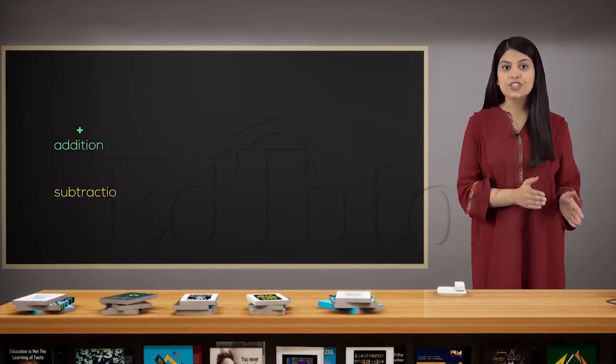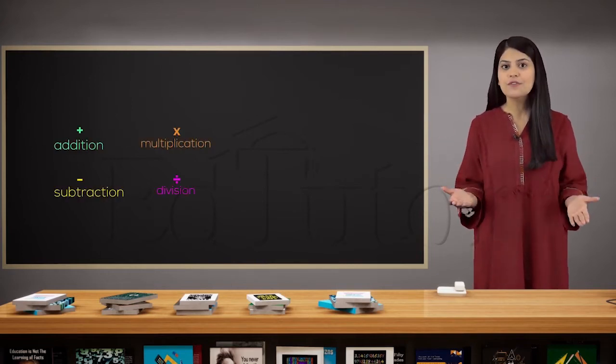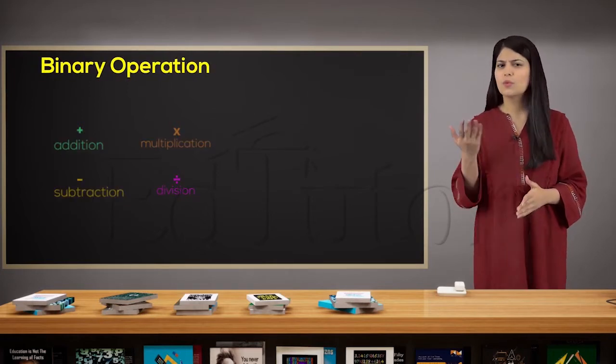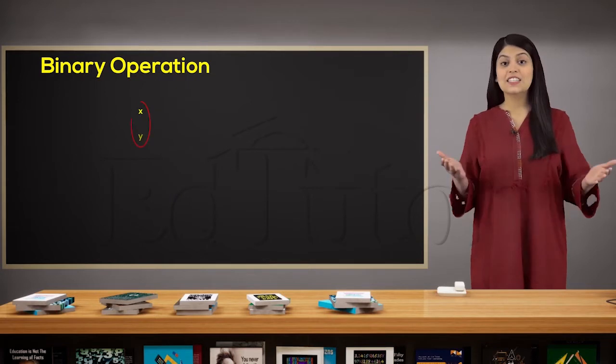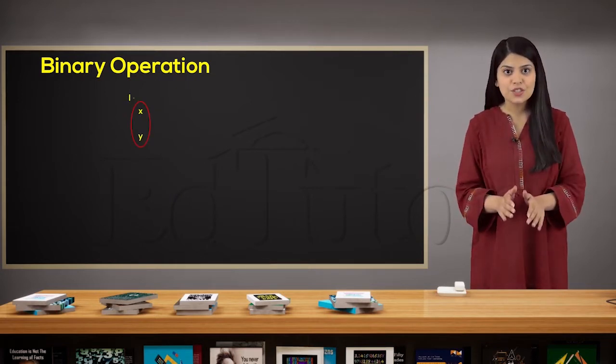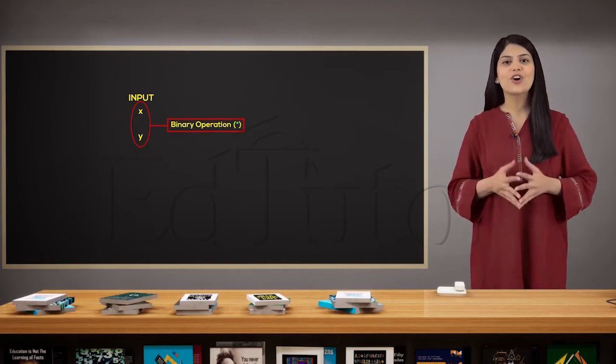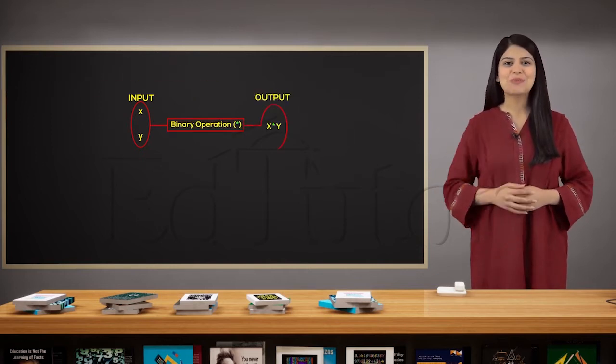Addition, subtraction, multiplication and division can also be called binary operations. What does that mean? In general, it is any calculation which takes in 2 inputs at a time, performs an operation on it, and produces an output.